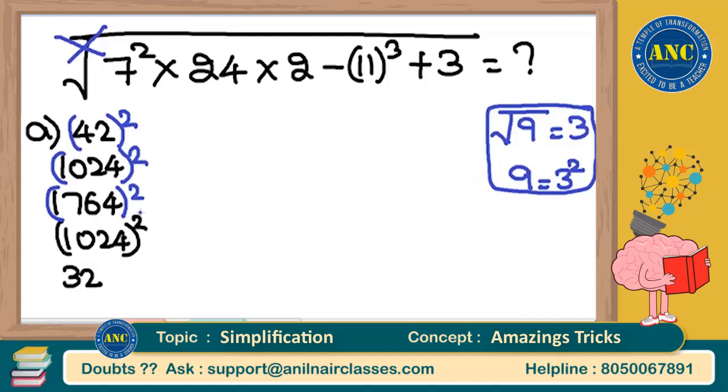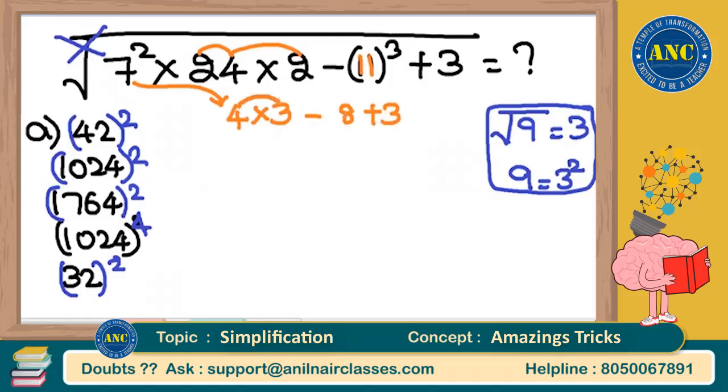If I square this fourth option, it will become power 4. Last option is again square. Right? Now see here. Can I say that if I apply digital sum, 7 square is 49. 49 digital sum is 4. 24 into 2 is the digital sum 3. 11 is 2. 2 cube is 8. 8 plus 3 is what I got.